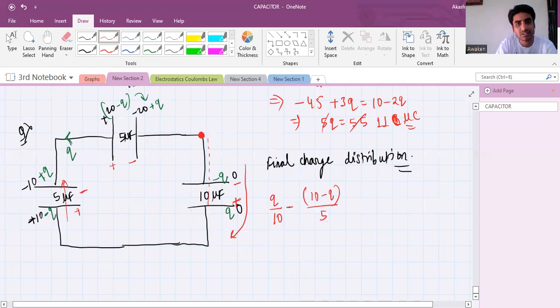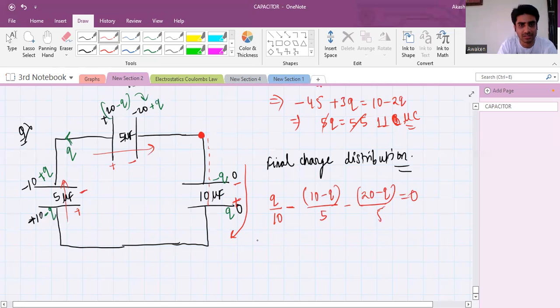Ensure this thing. Minus is for what? Like going from plus to minus. Charge is on the positive plate like that. All right. And then when I cross, then after crossing this, 20 minus Q by 5, plus or minus? Minus. Now you can solve this.